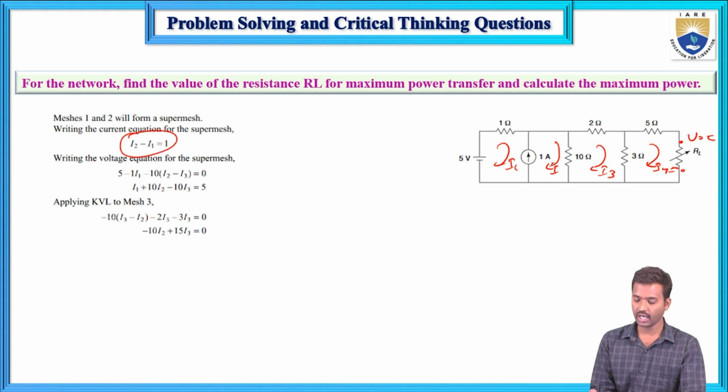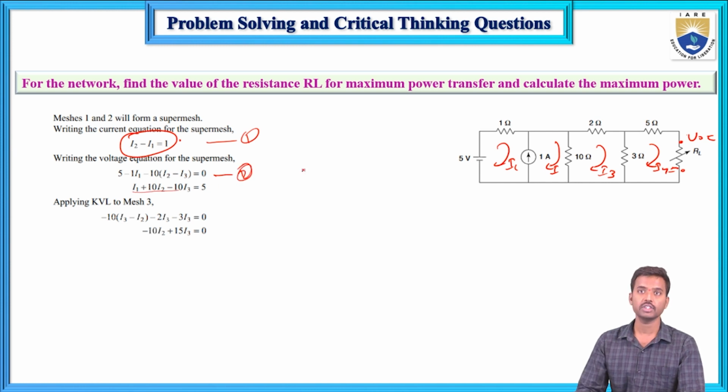So I2 minus I1 equals 1, and next in the last one 5 into I1, 5 minus I1 into I1, and next minus 10 into I2 minus I3. This is equation number 1 over equation number 2. If simplified, the equation is I1 plus 10 I2 minus 10 I3 equals 5.